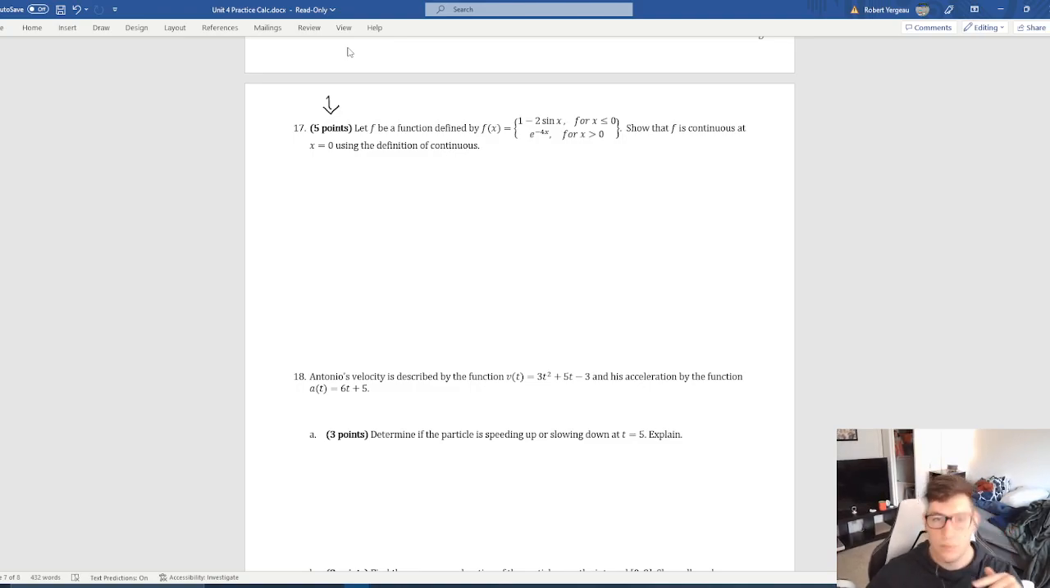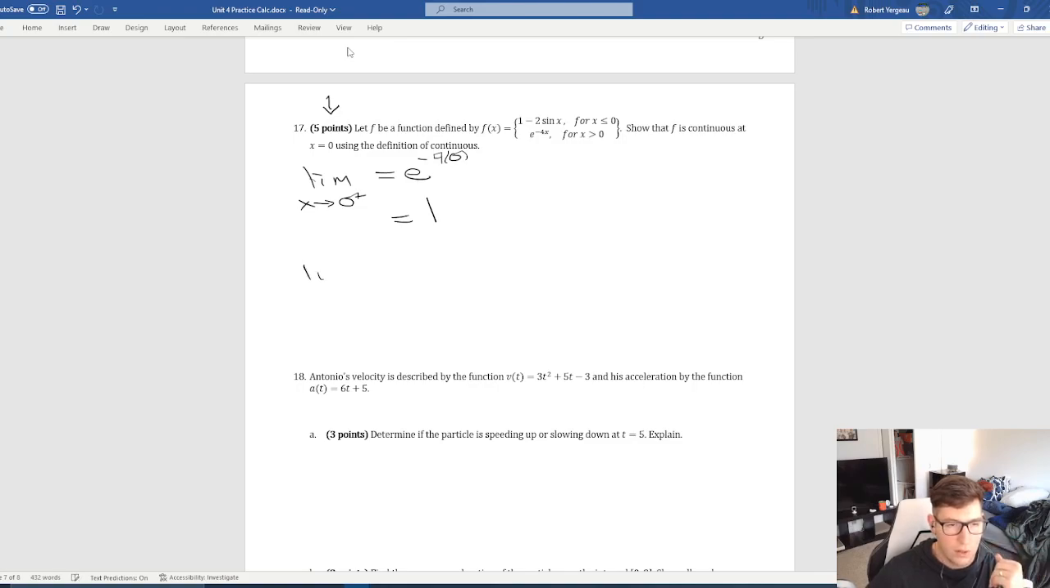So, as always, let's start with the limit. The limit as x approaches 0 from the right, again, that's going to be greater than 0. It means that we should be using this piece here, is equal to e to the -4 times 0. Now, -4 times 0 is 0. Anything raised to the 0 is 1.